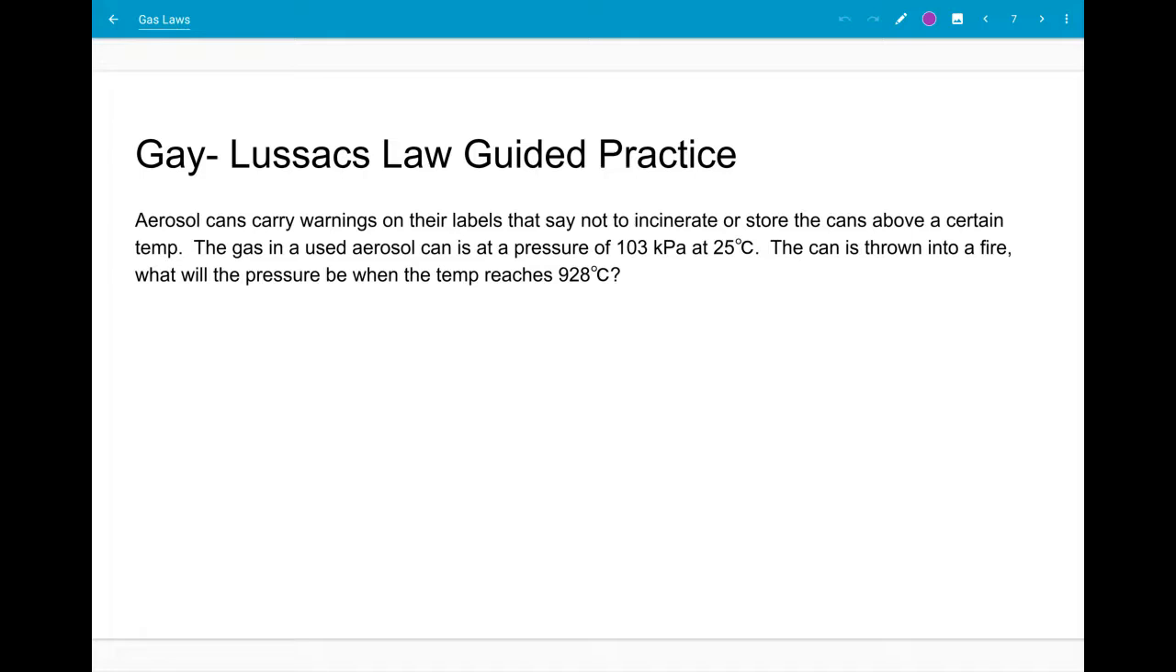So here's another practice problem. Notice again lots and lots of words. That's typical for gas law problems. So aerosol cans carry warnings on their labels that say not to incinerate or store the cans above a certain temperature. The gas in a used aerosol can is at a pressure of 103 kPa. Again, identify these variables. At 25 degrees C, the can is thrown into a fire. What will the pressure be when the temperature reaches 928 degrees C?